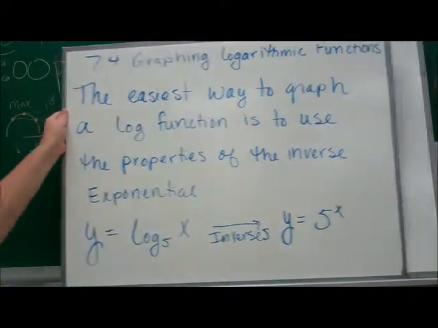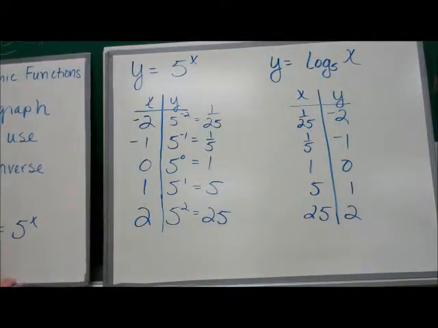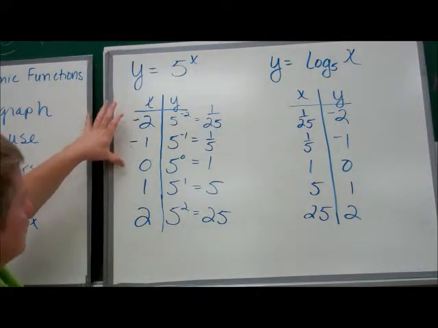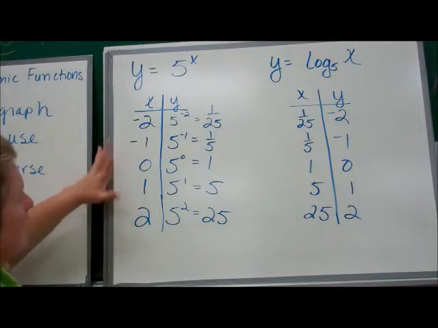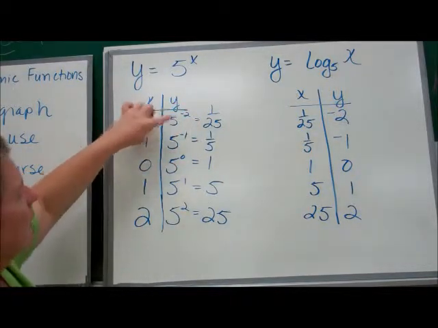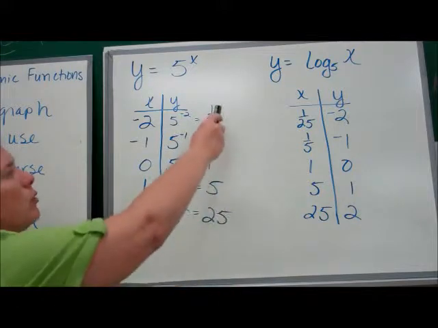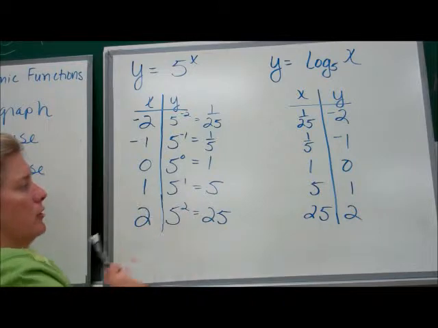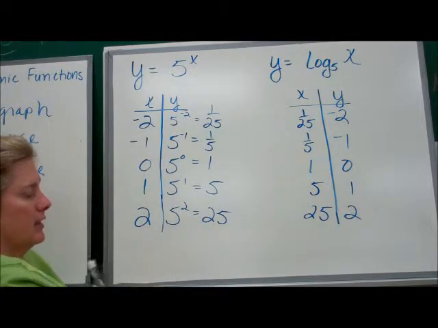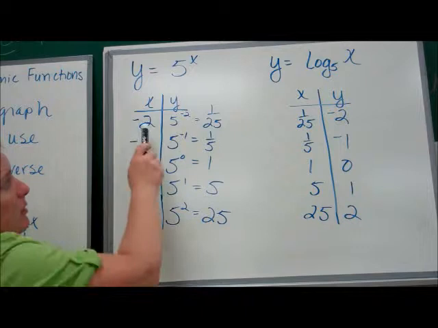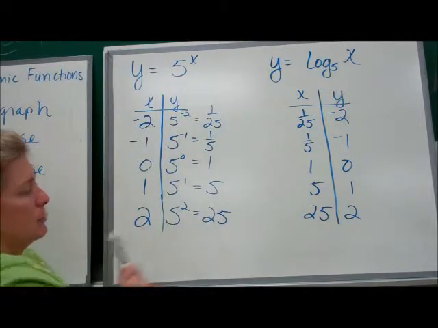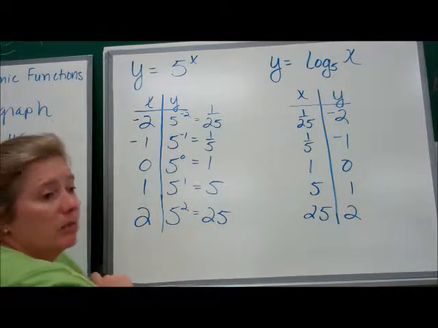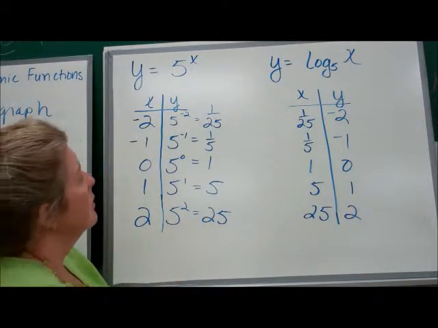So here are the points. Y equals 5 to the x. Using our typical negative 2, negative 1, 0, 1, 2, plug them in. 5 to the negative second power is 1 over 25. 5 to the negative first is 1 over 5. 5 to the 0 is 1. 5 to the first is 5. 5 to the second is 25. Obviously, it's going to be very hard to graph the first and the last points, but we're going to try. We'll just estimate. Probably won't use this last point, to be honest with you.